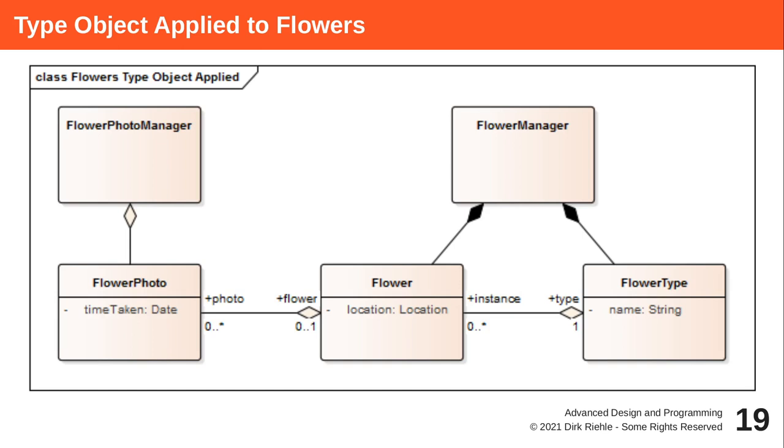But now I want to use the type object pattern to model the domain information I have about my flowers. Maybe because I want to search for different types of flowers: show me all my tulip photos versus show me all my rose photos. So I now have a flower type class, which is the type object class, separate from the flower class, which is the instance class. And hence I have a link from the flower class to the flower type class, and maybe I have a collection, but usually I don't recommend that on a Java implementation level, as I just said, of a collection of the instances going from flower type to flower. And both of these, the type and the instances, are managed by a flower manager here.